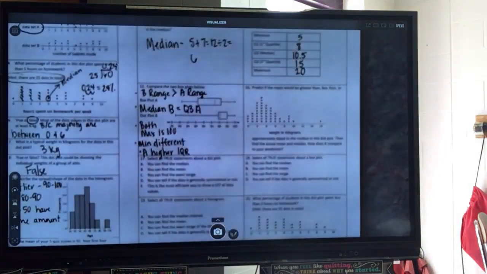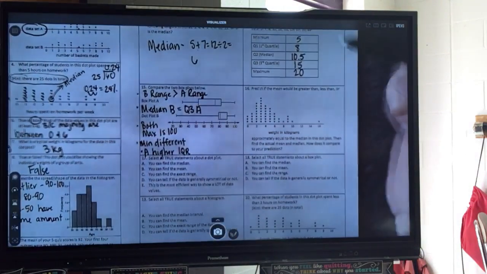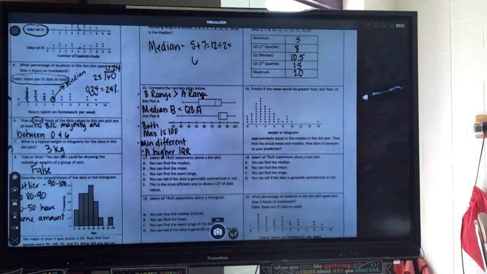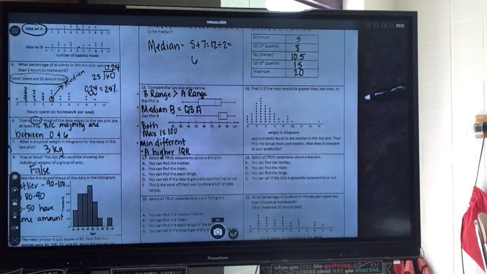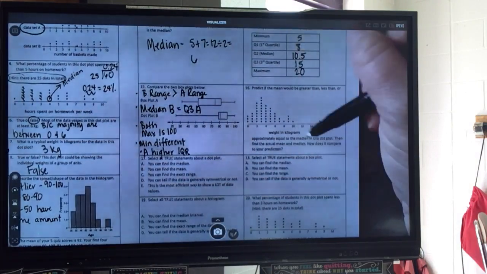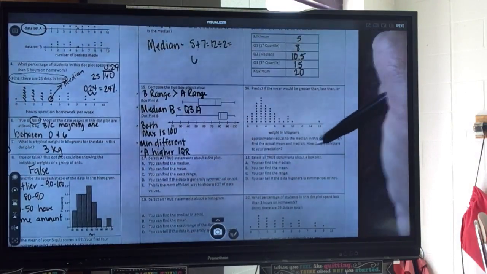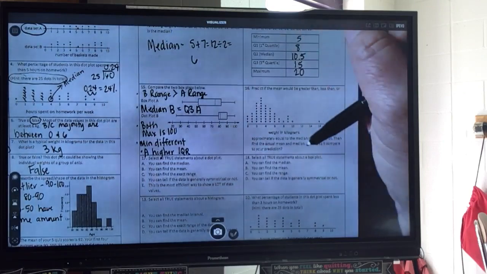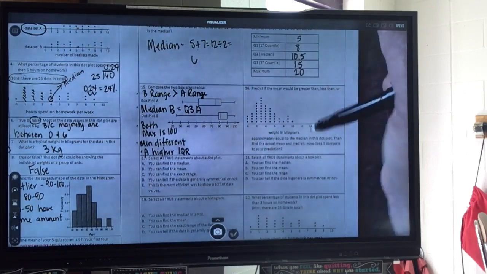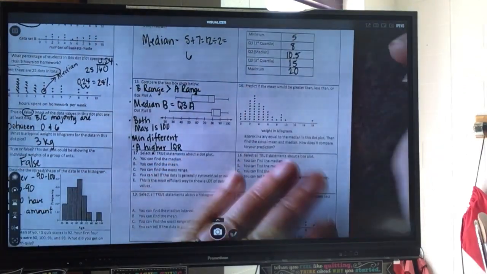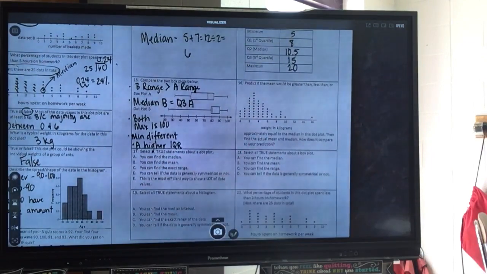Alright. Number 16, it says predict if the mean would be greater than, less than, or approximately equal to the median in this dot plot. Then find the actual mean and median. How does it compare? So what is your prediction? What was the prediction for the median? Start with that. July. Like the number, or what did you predict without finding it? I thought the median would be 3.